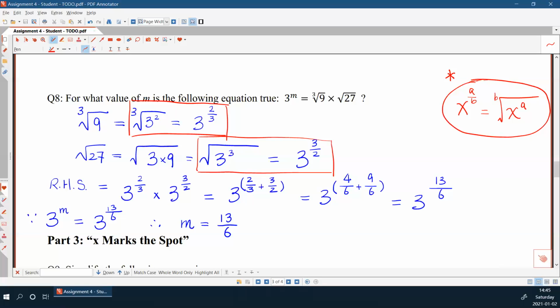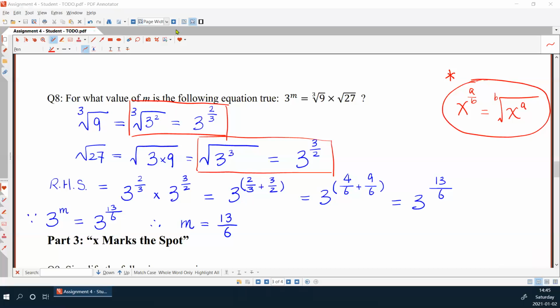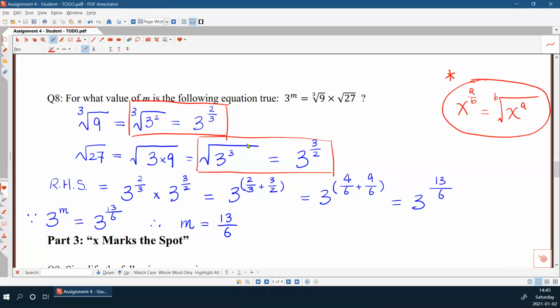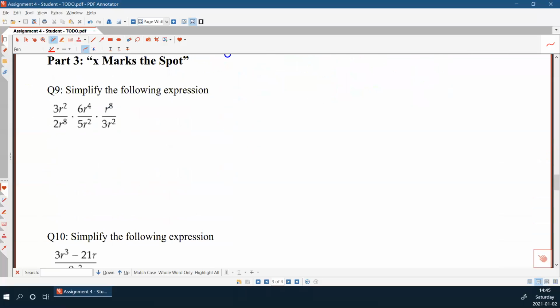All right, any questions? No? Okay, let's see the next one. Question 9, simplify the following expression. There's nothing to say about this. All you need is to be patient and careful.